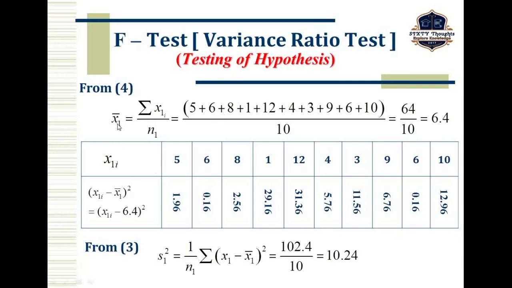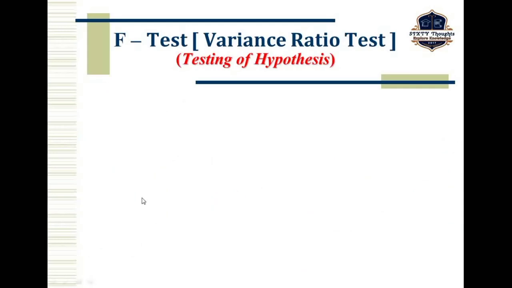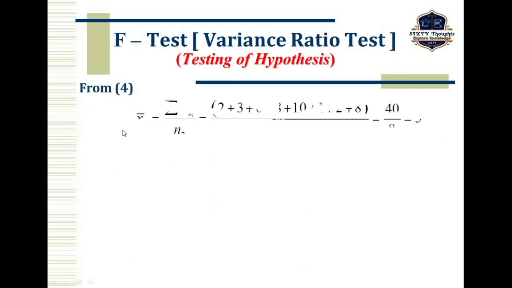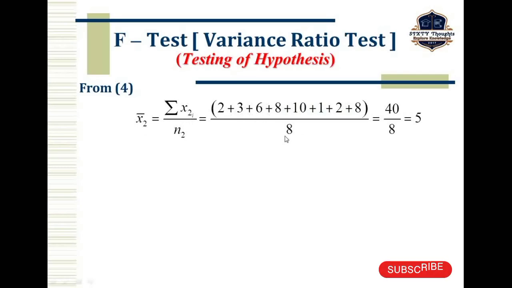In the same way, we are going to find x2 bar. How to find x2 bar? x2 bar equal to sum of x2 by n2. Here we consider the diet B data and its n value. After that we find s2 square the same way. From equation 4, x2 bar equal to sum of x2 by n2; adding the diet B data values, we get 40 by 8, that is equal to 5.